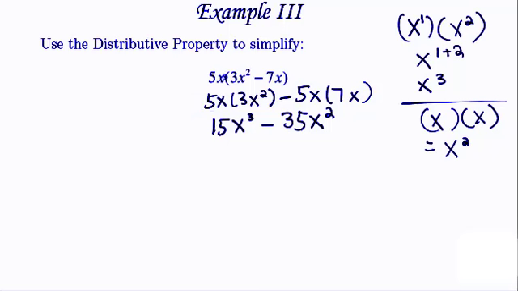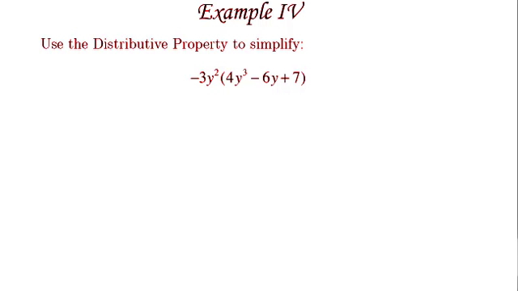Looking back, using the distributive property, I multiplied out 5x times the first term, 3x squared, minus 5x times the second term, 7x. And simplifying that further, I got 15x cubed minus 35x squared. Finally, looking at this, I have an expression that has several terms that I'm going to apply the distributive property to. Recall at the beginning of this lesson, I mentioned that the distributive property does apply to more than 2 terms. So however many terms I have in here, I handle it the same way.